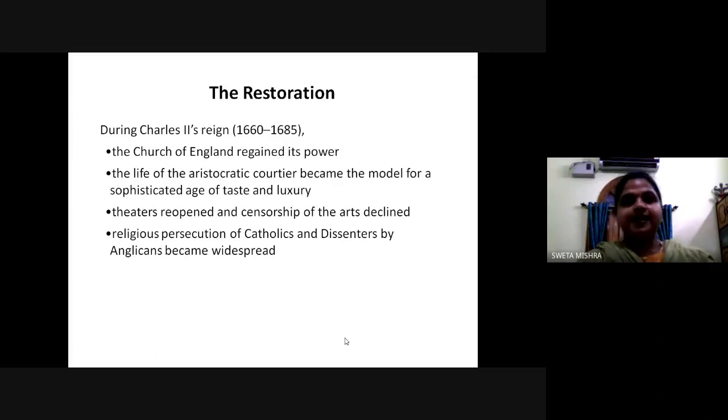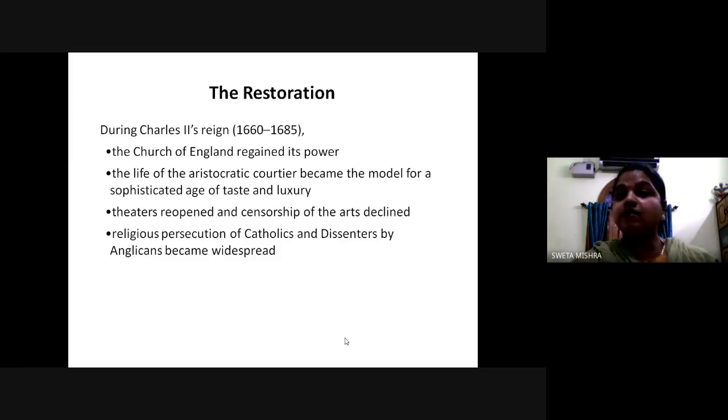Am I clear? Okay. Now, after the Church of England regained its power, you will find that the life of the aristocratic courtier, the aristocracy, gained importance. The aristocratic courtier became the model for a sophisticated age of taste and luxury. You can say that the age was considered sophisticated. Sophisticated means they turned their back on the grim era of Puritan rule. And England entered into a lively period.